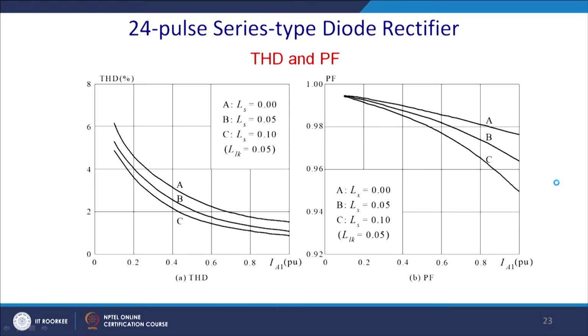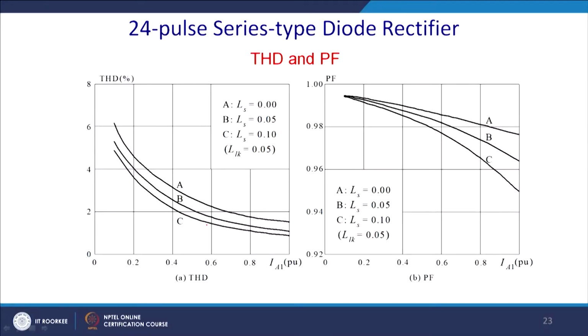Now, same thing. If you have a low source inductance or 0 source inductance, your THD will gradually come down. You can see that it starts from 6% and goes below 2%. Similarly, you can see what happened to the power factor. The power factor is quite good, as close to 0.98.